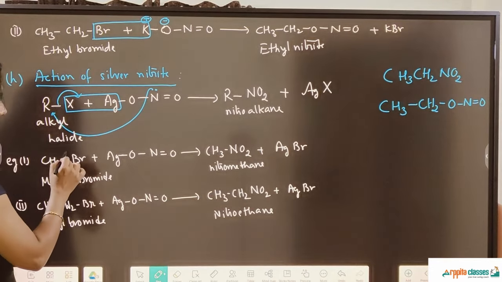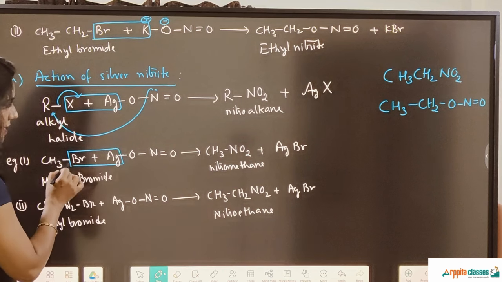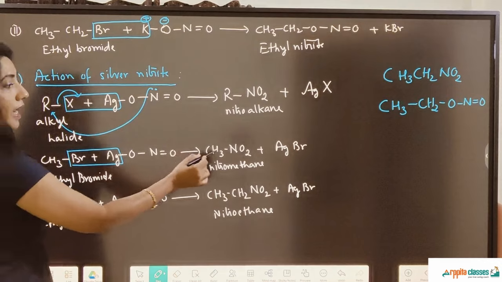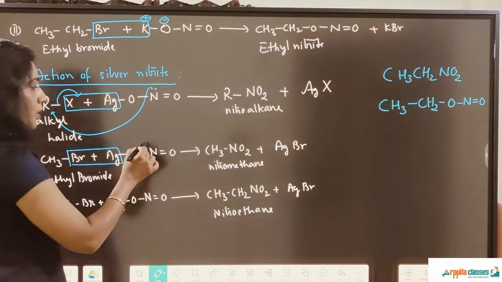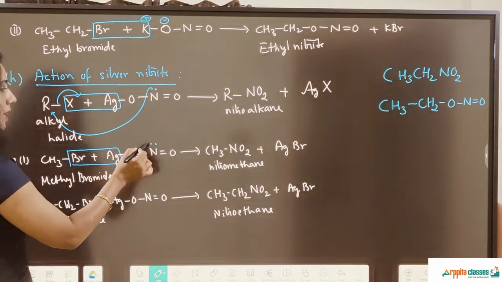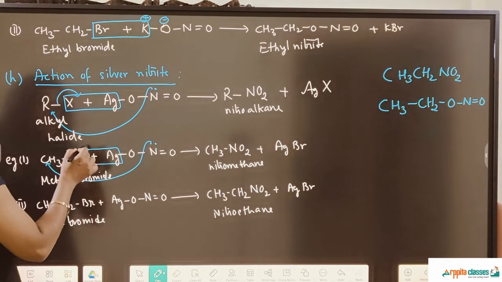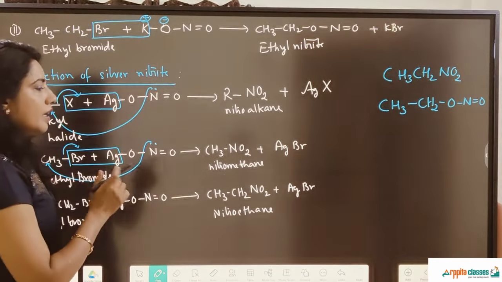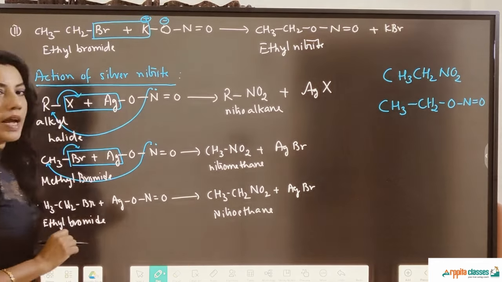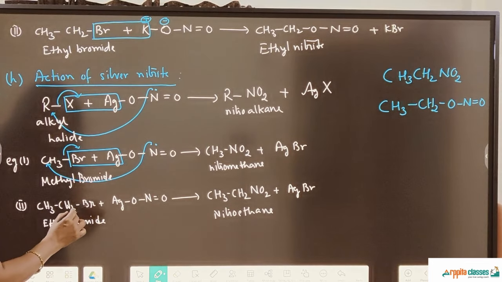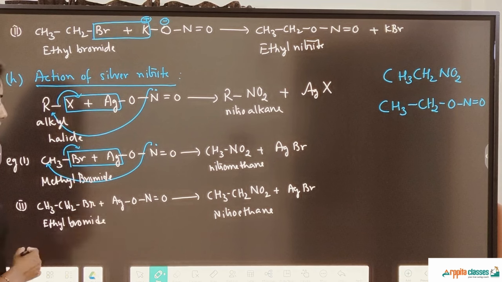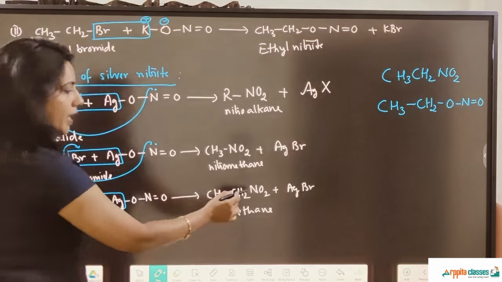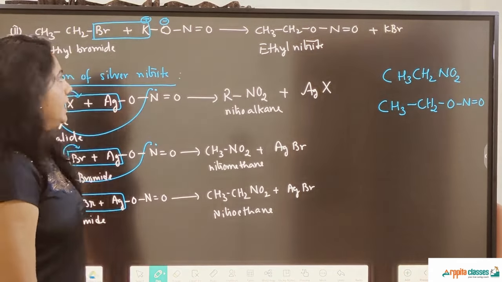So take example, CH3Br, methyl bromide, plus AgONO. AgBr comes out and you get CH3NO2. Now here you will get NO2, I told you, because this lone pair will be attacking this carbon over here and this will be coming out. So we get nitromethane, sorry, one carbon atom, so nitromethane. This is CH3CH2Br, ethyl bromide, plus AgONO. So AgBr comes out and you get CH3CH2NO2, that is nitroethane.